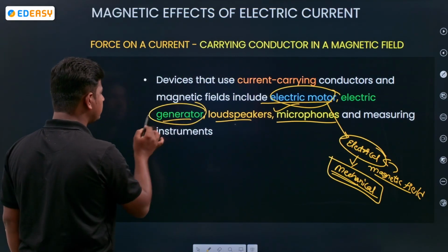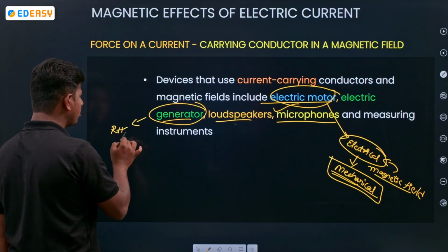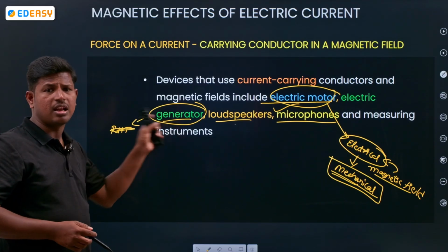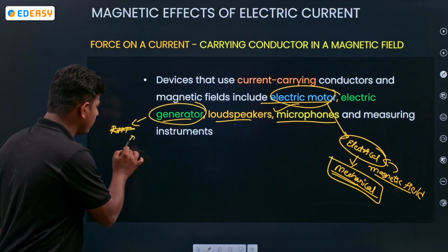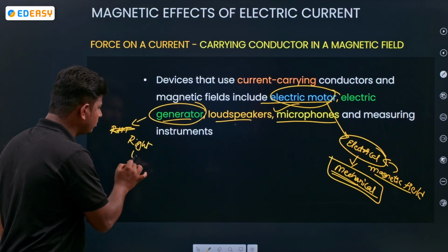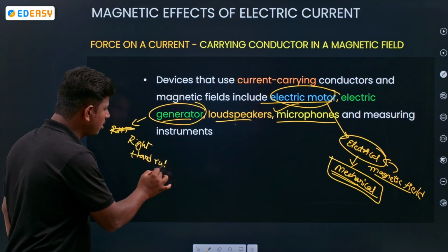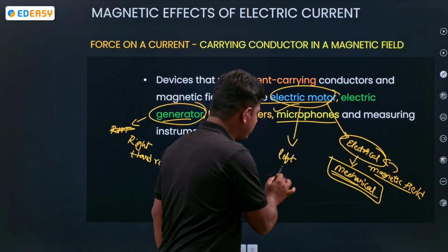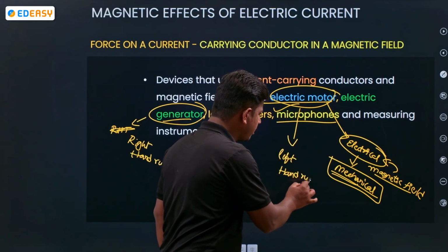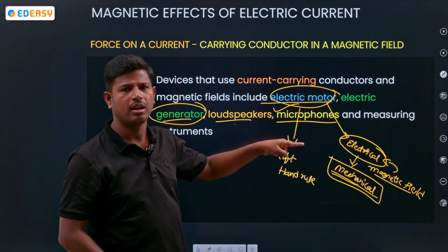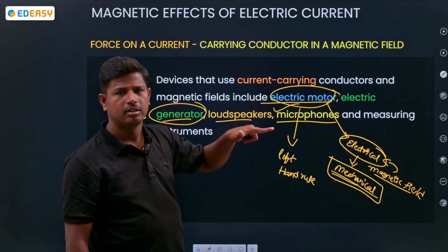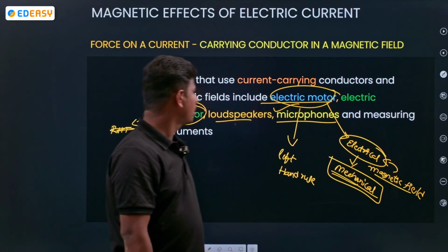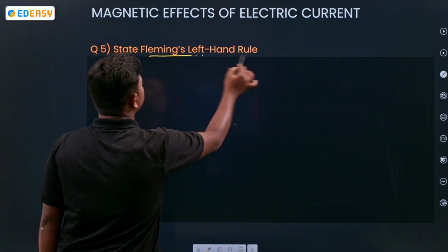And for the generator it is the right hand rule. Fleming's left hand rule we use for the electric motor. For the generator, right hand rule. For the electric motor, left hand rule. We have taken the left hand rule only. Forefinger, right, is field. Thumb, force. Middle finger, current.